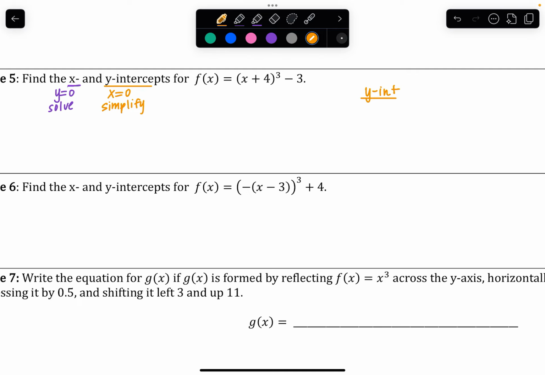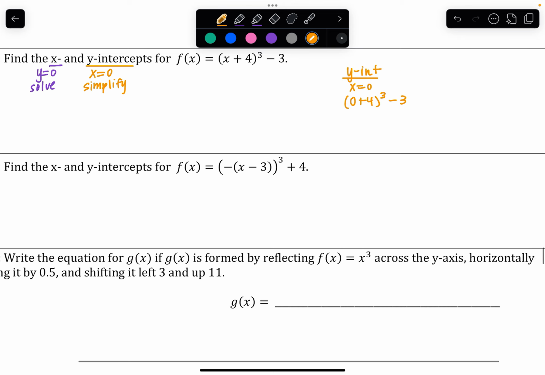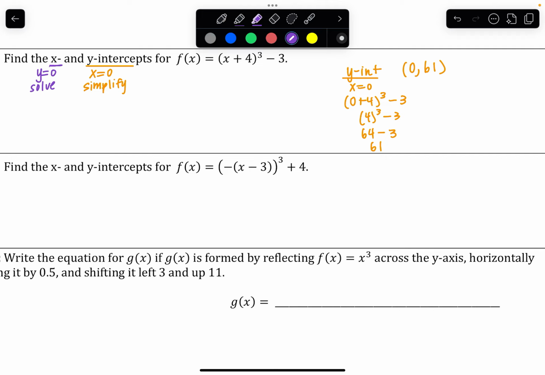And so we plug in x equals 0 to the function. And so 0 for the x. That would give me 0 plus 4 cubed minus 3, which is 4 cubed minus 3, which is 64 minus 3, which is 61. And so the y-intercept is 0 for the x, 61 for the y.